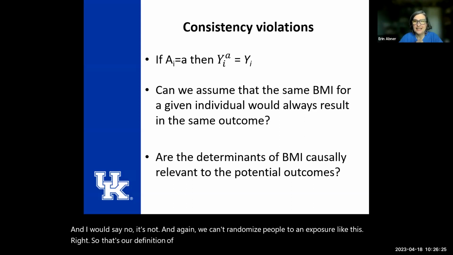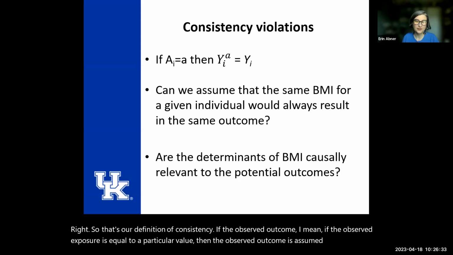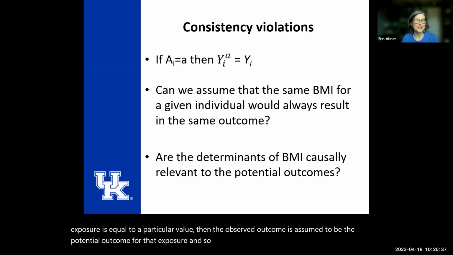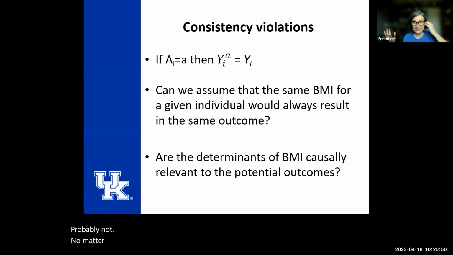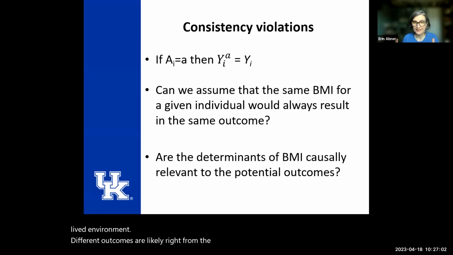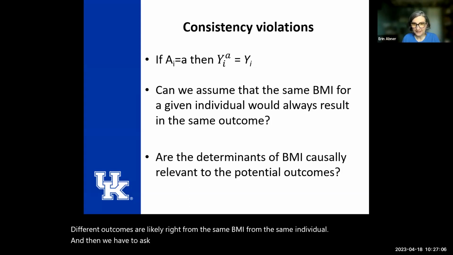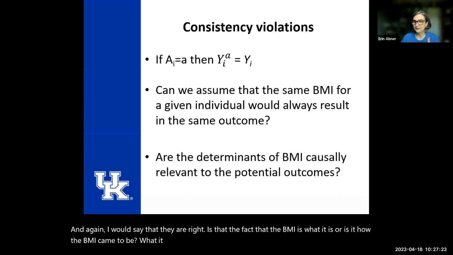Right, so that's our definition of consistency. If the observed exposure is equal to a particular value, then the observed outcome is assumed to be the potential outcome for that exposure. And so the question we have to ask ourselves is, can we assume that the same BMI for a given individual would always result in the same outcome? Probably not. No matter how they got that BMI, whether it was genetics or the lived environment, different outcomes are likely, right, from the same BMI, from the same individual. And then we have to ask ourselves, again, are the determinants of BMI causally relevant to the potential outcomes? And again, I would say that they are, right? Is it the fact that the BMI is what it is, or is it how the BMI came to be what it is that's relevant?